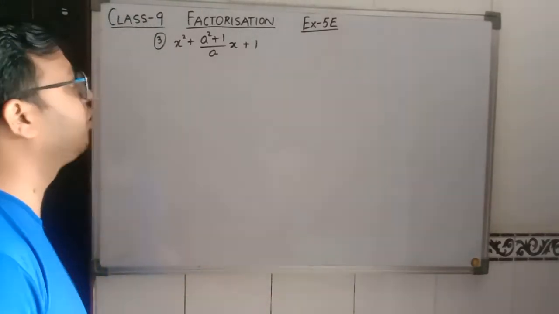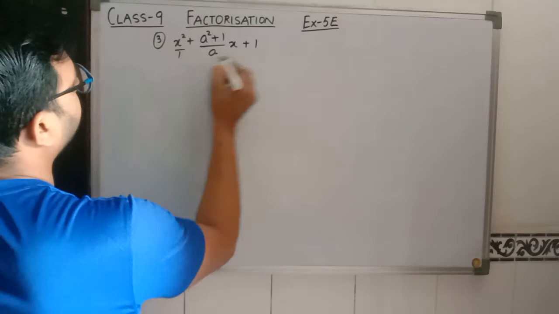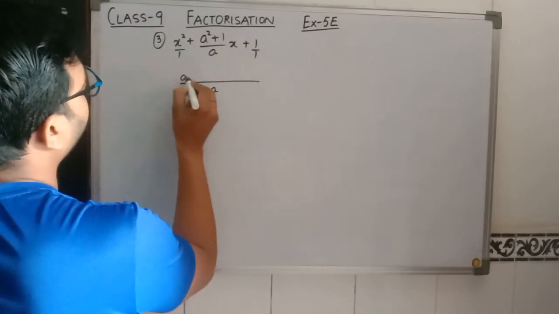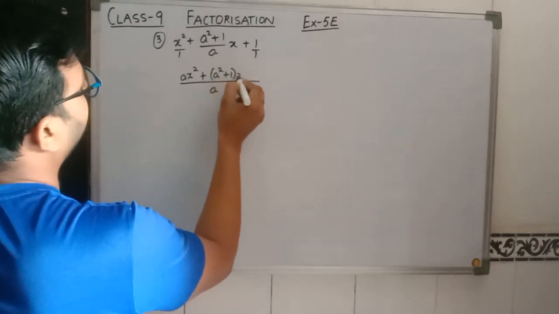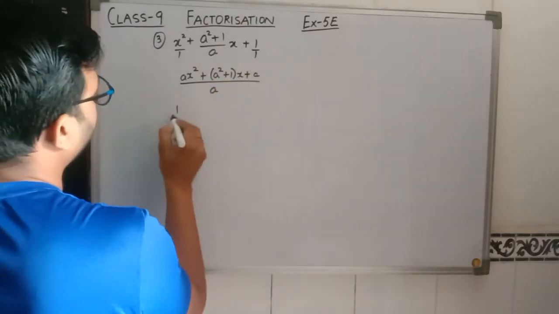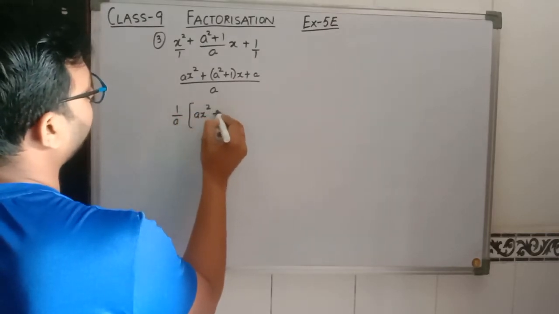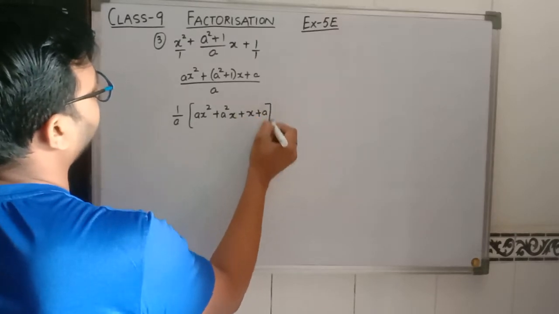Now how can we solve it? You can take the LCM. One is there and one is there, so the LCM will be a only. So it will become a x square, it will remain the same, and it will become a. So 1 upon a you can take separately, and in the brackets take a x square plus a square x plus a.